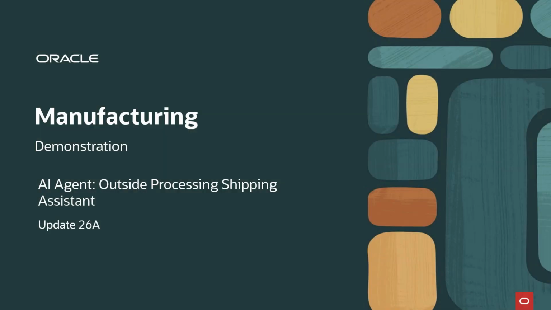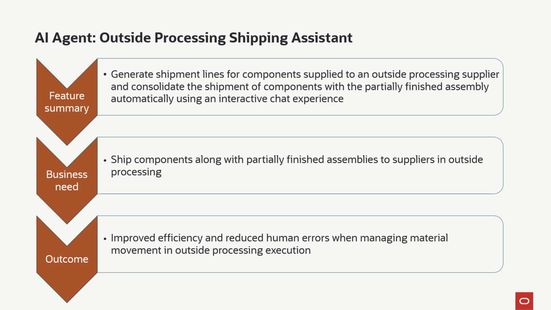Welcome to the demo of the 26A feature, AI Agent, Outside Processing Shipping Assistant, in Oracle Fusion Cloud Manufacturing. For a given manufacturing work order, the Outside Processing Shipping Agent provides an interactive chat experience and performs the following actions. For a given supplier operation, it determines if there are any components that need to be shipped to the supplier. It calculates the quantity of components that need to be shipped and determines if there is sufficient on hand to ensure clear to ship.